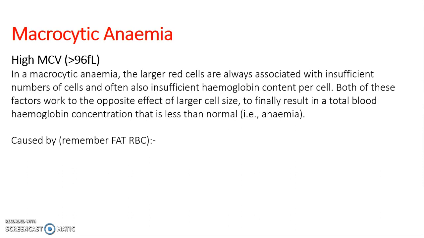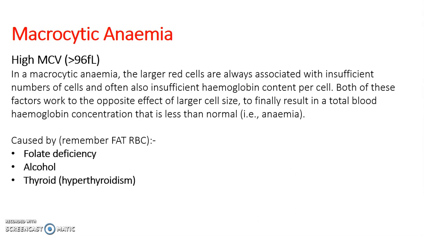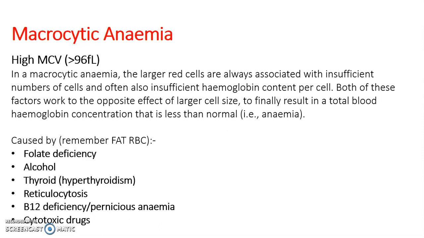And the way to remember it is fat red blood cell, fat RBC. So folate deficiency, alcohol, thyroid, hypothyroidism, reticulocytosis, B12 deficiency known as pernicious anemia, and cytotoxic drugs. Again, you can either remember fat RBC or you can remember two of those from the list.